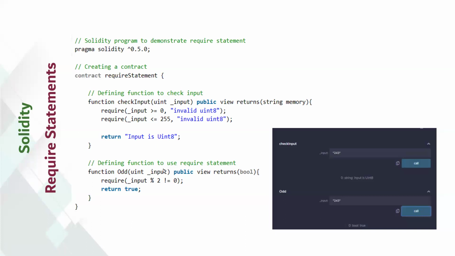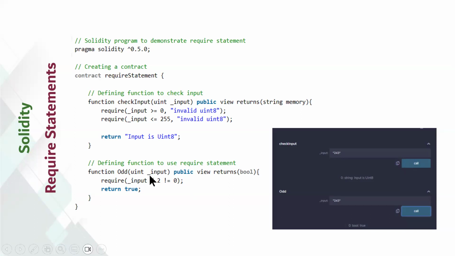It uses two require statements. The first require statement checks if input is greater than or equal to 0, ensuring it's a valid uint8. The second require statement checks if input is less than or equal to 255, ensuring it's a valid uint8. If either condition fails, the transaction is reverted with the respective error message. Otherwise, it returns input is uint8.